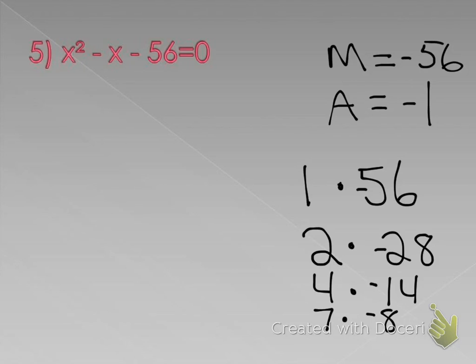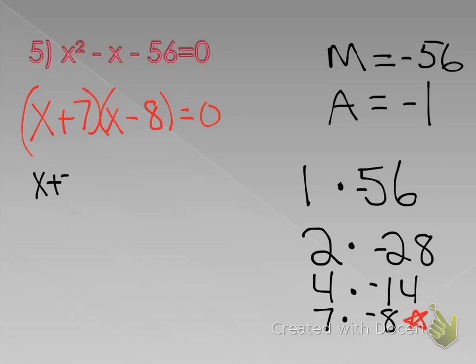Which one of these adds to negative 1? 7 and negative 8. So now I'm going to have x plus 7 because the 7 is positive, x minus 8 because the 8 is negative. Any questions so far? It's the same process as we were doing in the earlier problems. It's just the more negatives you have, the trickier things get.